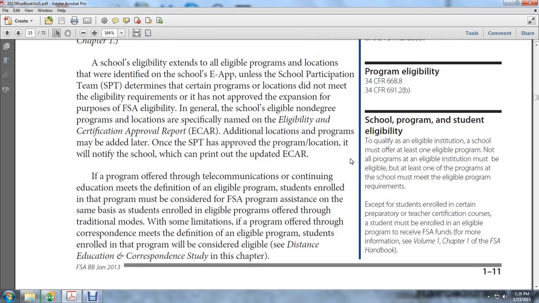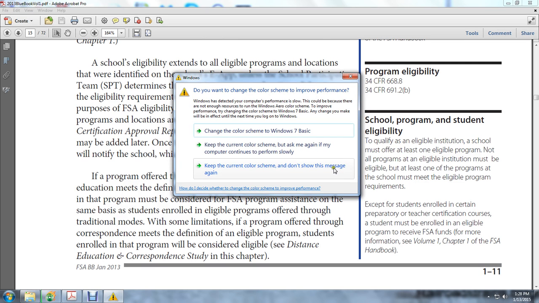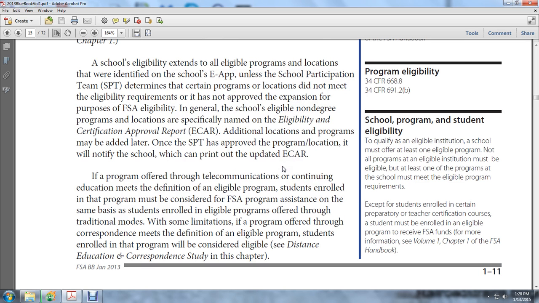For a school to qualify as an eligible institution, it must offer at least one eligible program. Not all programs at the eligible institution must be eligible, but at least one of the programs at the school must be eligible, and the program requirements apply except for students enrolled in certain preparatory or teacher certification courses. The student must be enrolled in an eligible program to receive federal student aid funds. For more information, see Volume 1, Chapter 1 of this Federal Student Aid Handbook.